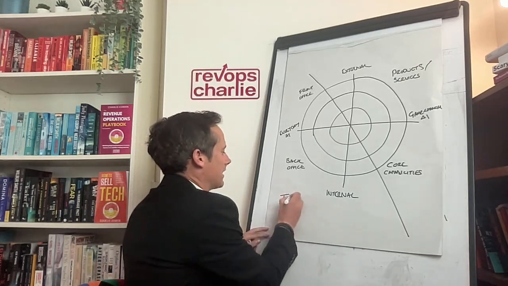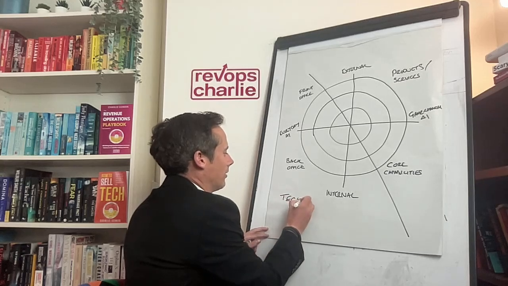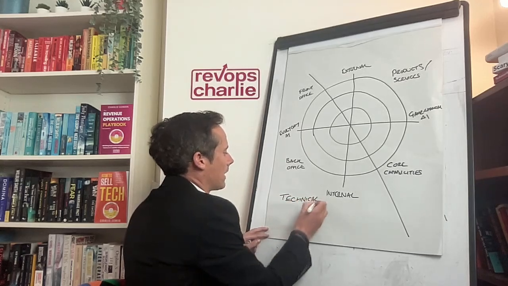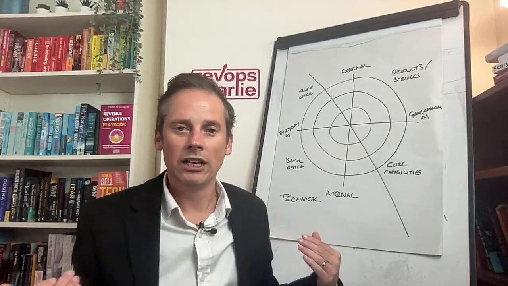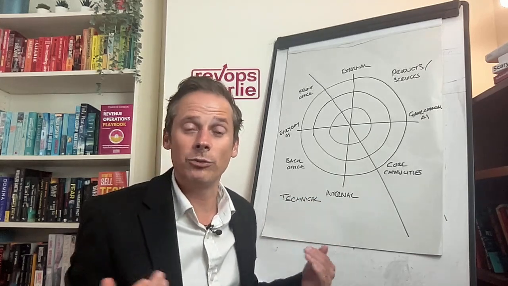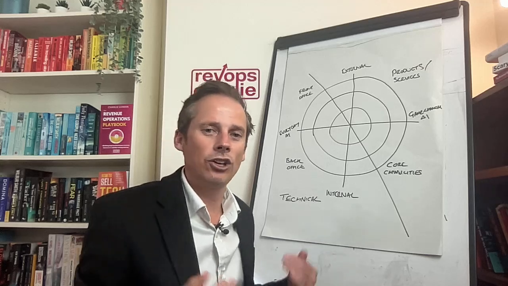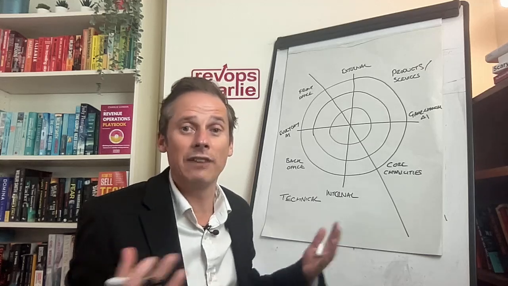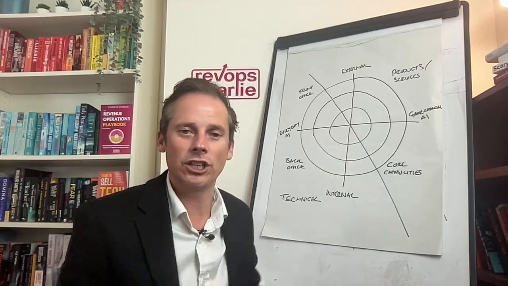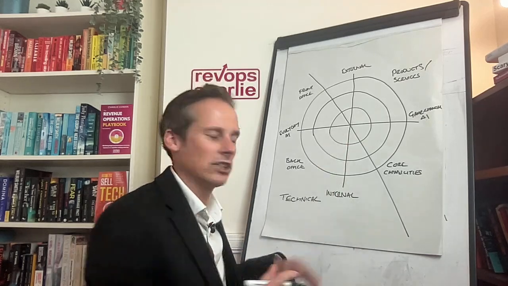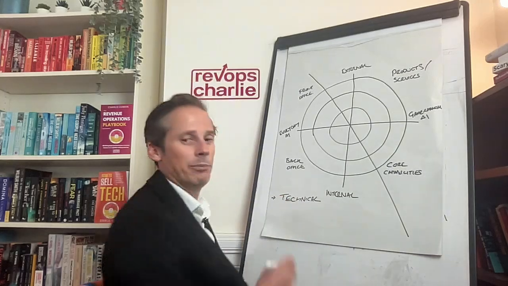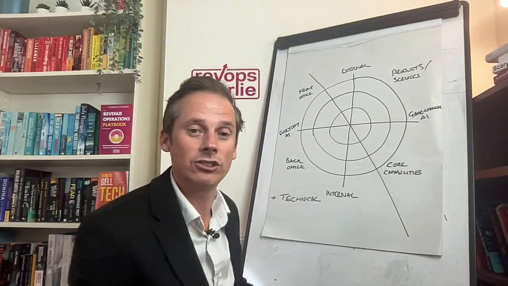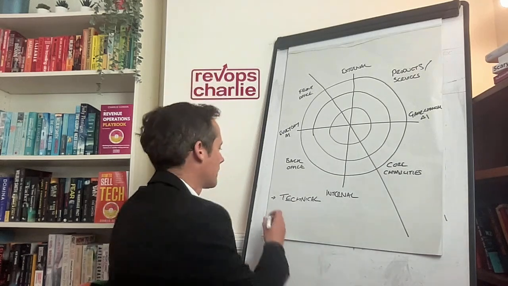So the first is technical. Like, is this even possible? Like, do we have that data, or could we get hold of that data? Could an AI model even deliver the kind of value proposition that we're thinking about? So that's the first feasibility. Is it even technically possible? And this is where your IT colleagues or your data colleagues will help you with that.